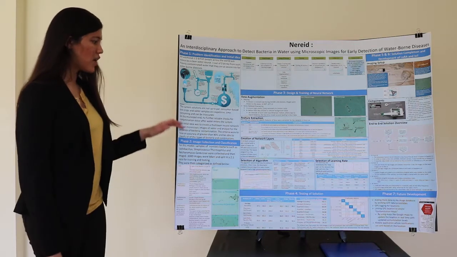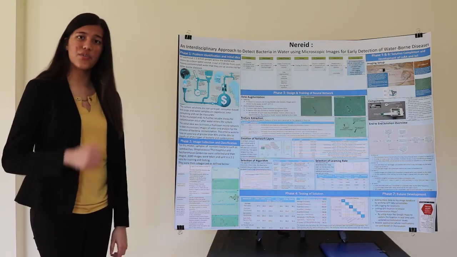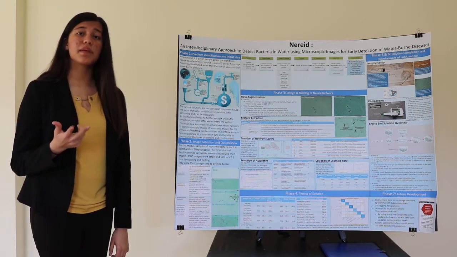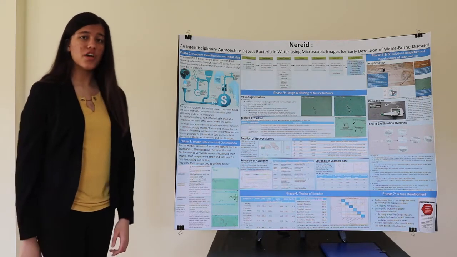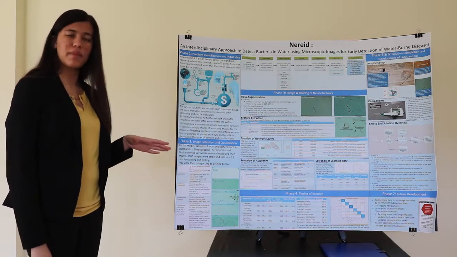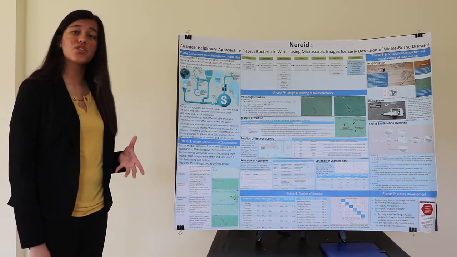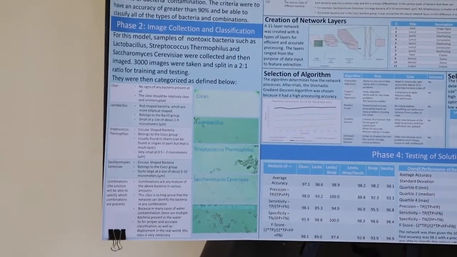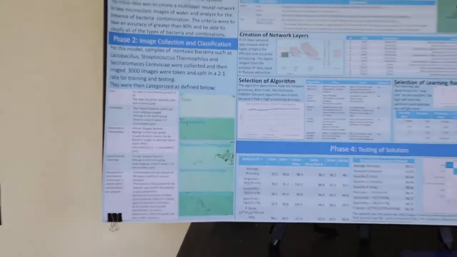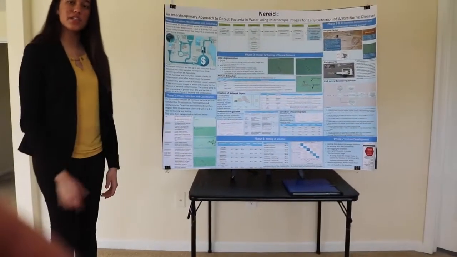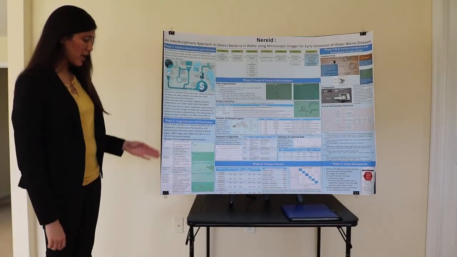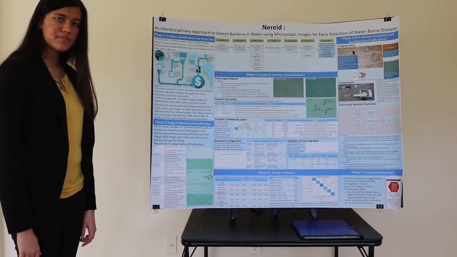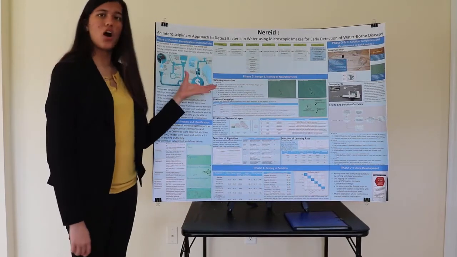My success criteria were: the network had to have an accuracy greater than 90%, be able to classify the various combinations of bacteria, and be a fully applicable model. I started off my process with the collection of my data. I did not have access to a laboratory environment, so I decided to use non-toxic bacteria, such as Lactobacillus, Streptococcus thermophilus, and Saccharomyces cerevisiae. I created various solutions of these bacteria and took 3,000 images, separated in a 2-to-1 ratio for training and testing. Then I moved on to data augmentation.